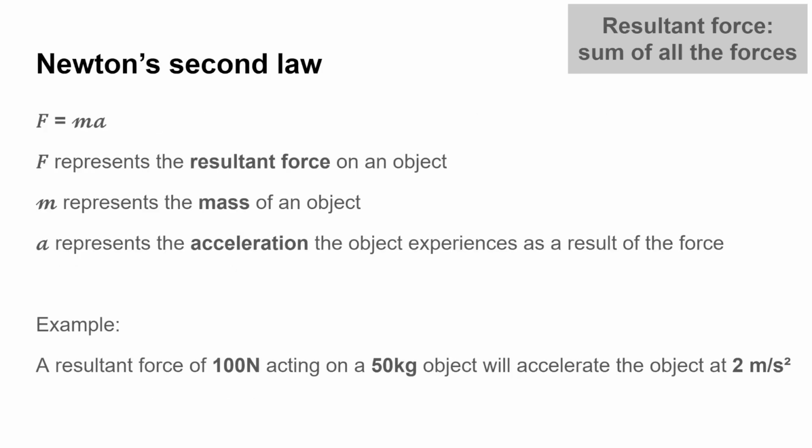Newton's second law is probably the more useful of the three. F is equal to ma, where the resultant force is F, the mass is m, and a is the acceleration. So the force put onto an object is equal to the mass of the object times the acceleration it experiences. As an example, a force of 100 newtons acting on a 50 kilogram object will accelerate at 2 meters a second squared, because 100 newtons is equal to 50 kilograms times 2 meters a second squared.